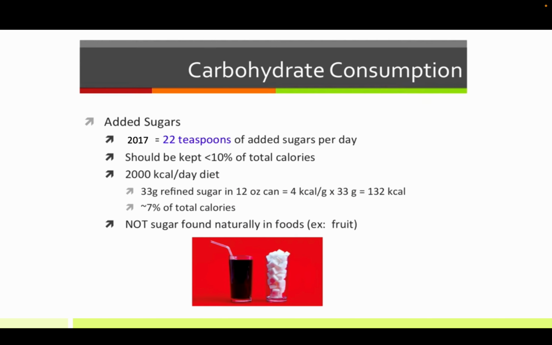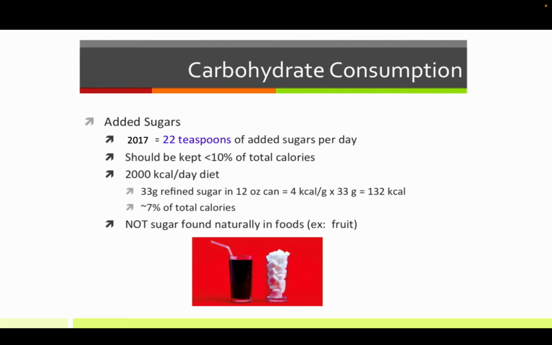Now, in 2017, Americans consumed about 22 teaspoons of added sugars per day. Remember, these are not the sugars found naturally in foods like bananas or sweet potatoes, but the ones added for flavor, texture, or preservation purposes. The dietary guidelines recommend that added sugars be kept at fewer than 10% of your total calories per day.